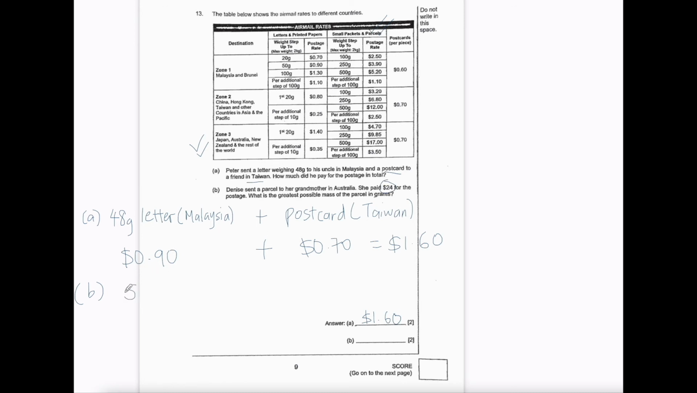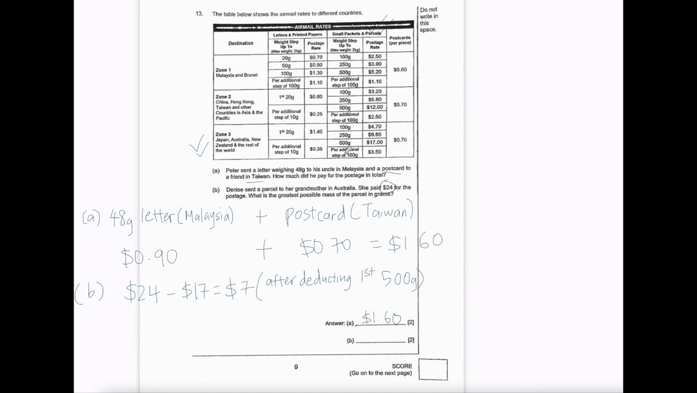So let's take $24 minus away $17, because her parcel definitely exceeded 500 grams. So you minus away the first 500 grams first. After deducting the first 500 grams, my answer will be $7. So this is after deducting the first 500 grams. Okay, it's $7.